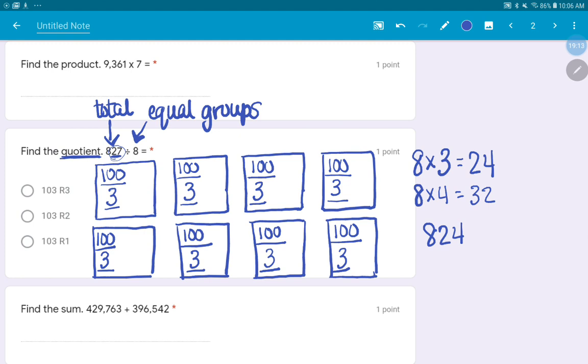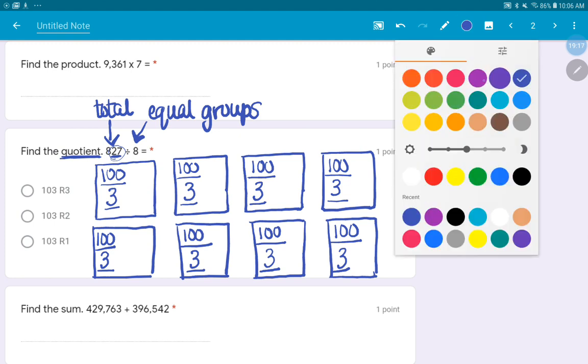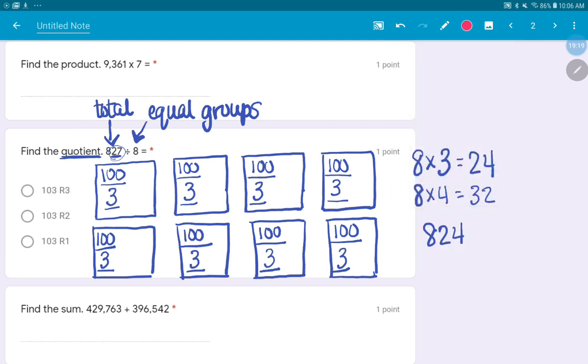I have 827. I heard somebody saying give them one more. So let's see what happens if we give one more. We're at 824, 825, 826, 827. Can we do that?